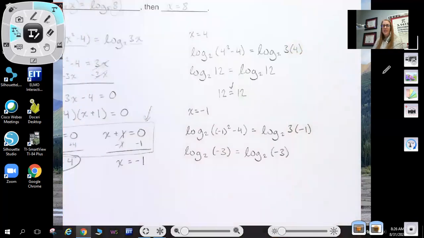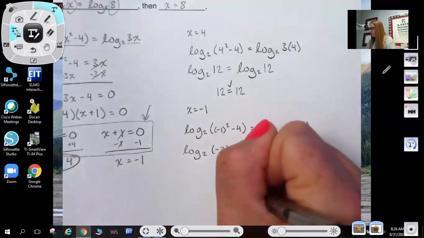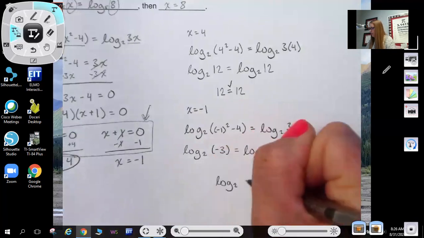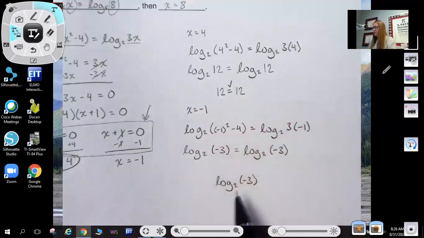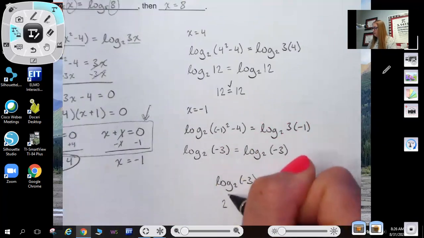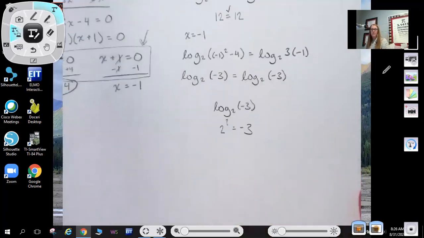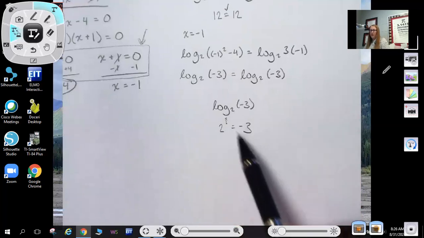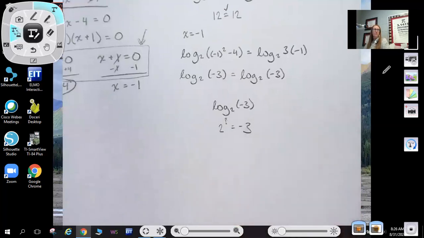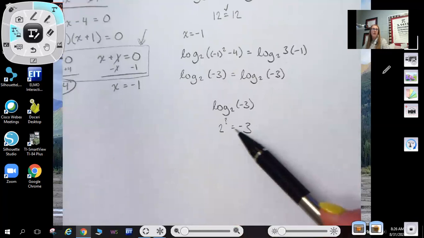The reason that it does that is this. You don't have to write this if you don't want to, just look. If you have log base 2 of -3, what question is this logarithm asking? 2 to what power equals -3, right? That's the question that logarithms ask. 2 raised to what power equals -3? There's no exponent that you can put on a positive number that will end up giving you a negative answer.